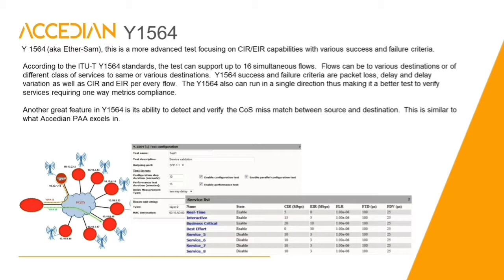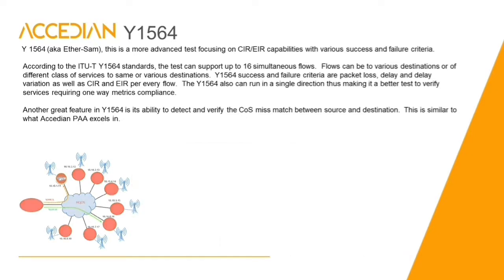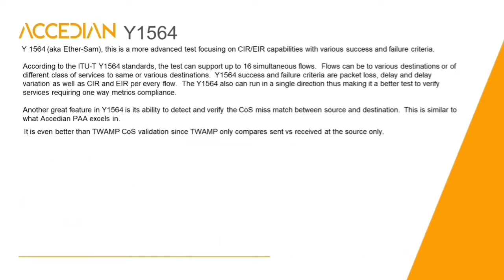compliance. Another great value in Y1564 is its ability to detect and verify the CoS mismatch between source and destination, or even source and back to the source if it's a round trip. This is similar to what PAA of Accedian excels in. It is even better than TWAMP CoS validation, since TWAMP only compares sent versus received at the source only.